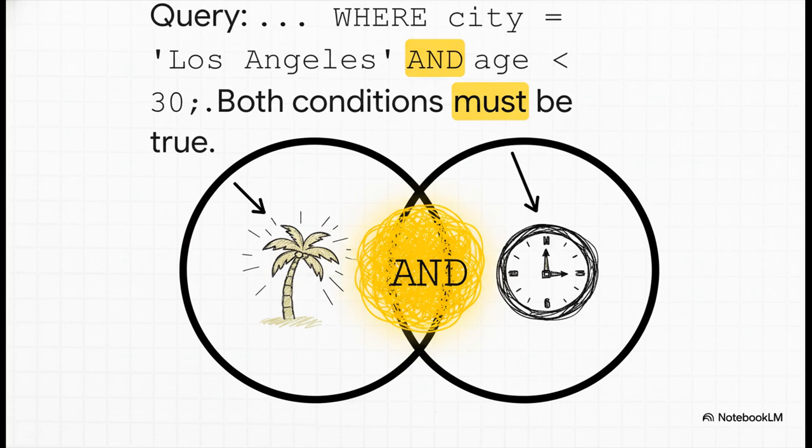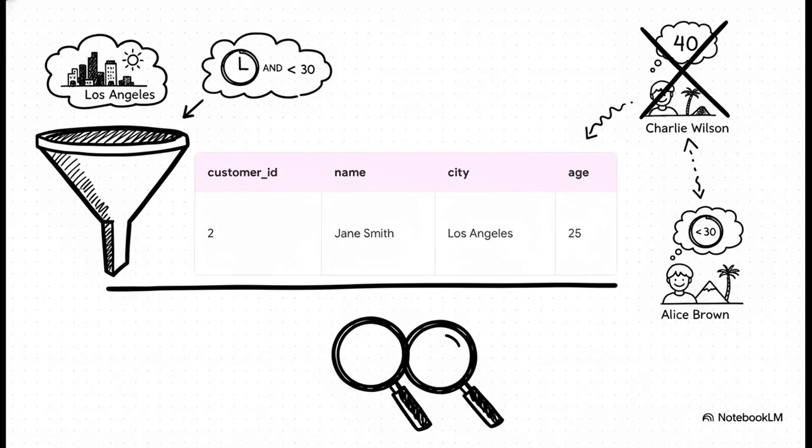The and operator is all about narrowing your search. It tells the database that for a record to show up, it has to match both conditions. So in this case, a customer must live in Los Angeles and be younger than 30. Both things have to be true. And boom, check out the result. Only Jane Smith makes the cut. Now, why is that? Well, Charlie Wilson is from LA, but he's too old. And Alice Brown is young enough, but she's from Chicago. See? Only Jane satisfied both conditions. So remember, and makes your search much, much stricter.